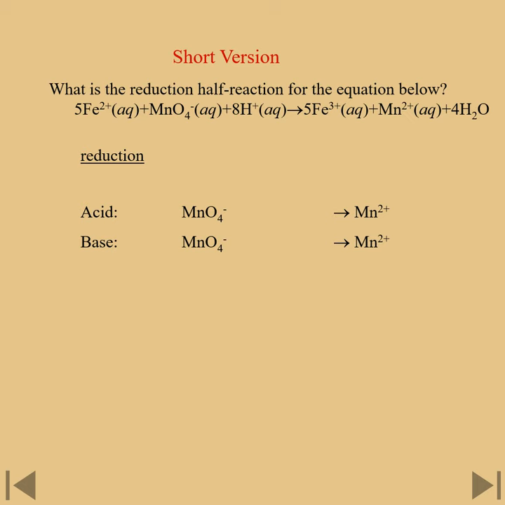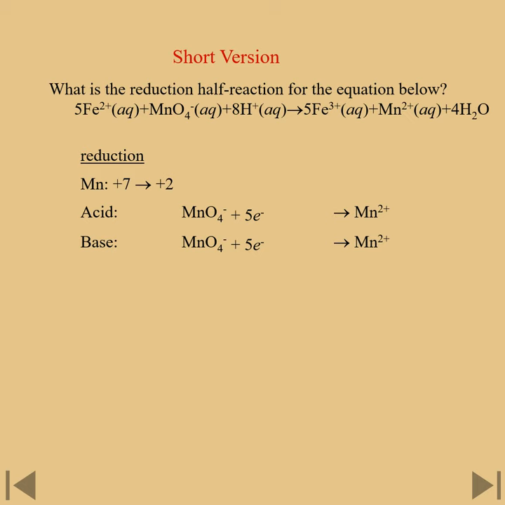Step 2B, we add electrons in order to balance the oxidation number, and we already saw that manganese went from a +7 to a +2. And that means how many electrons and on which side? Well, it's gaining 5 electrons, so +5 electrons on the left.